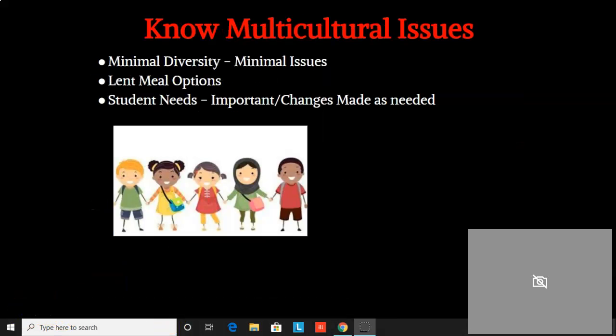We have minimal diversity, which equals minimal issues. We're not a very diverse culture. We do sometimes in the spring offer Lent meal options. And if there are other changes that need to be made as those come up, we definitely want to meet student needs. So it's kind of a case-by-case basis if something new were to pop up. And as long as it's just discussed with our administration, usually those changes can be made.